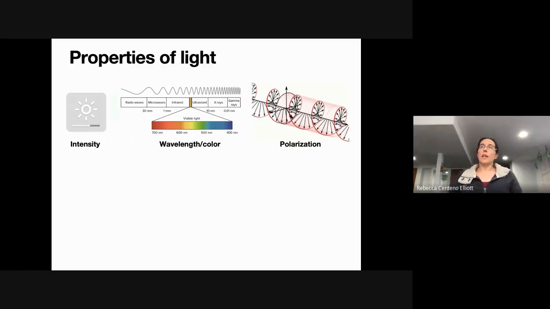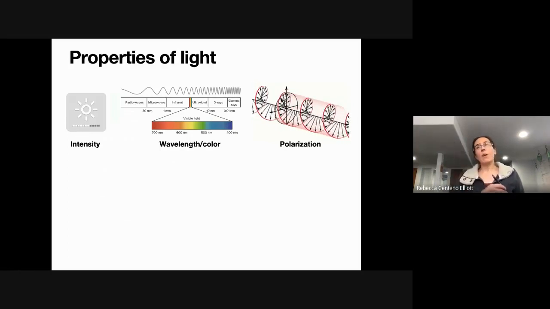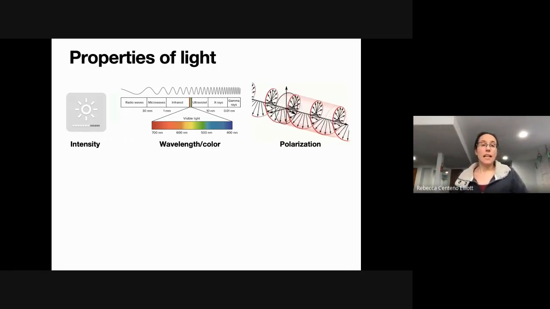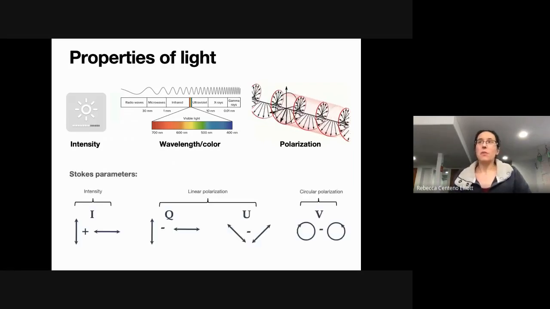If the electric field vector oscillates along a line, we say that the light is linearly polarized. If the tip of the electric field vector describes a circle in time, such as what you can see in the animated GIF there, we say that the light is circularly polarized. And if the electric field vector describes a random path in this plane, we say that the light is unpolarized. Of course, you can have a superposition of all three.